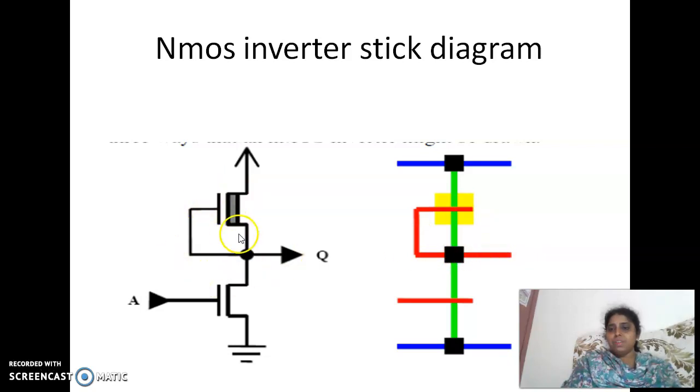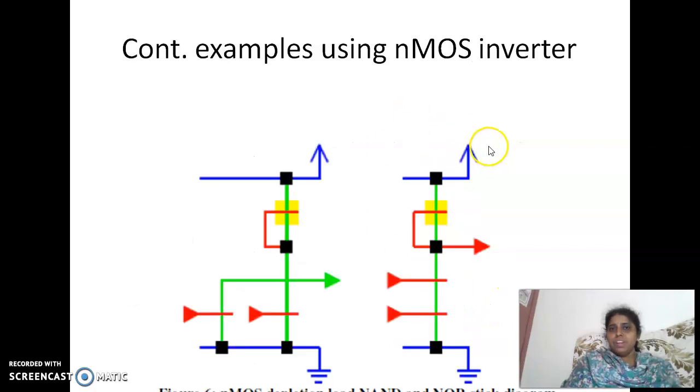But it is a depletion MOSFET. How do we show a depletion MOSFET? With this implant, yellow color implant shows the depletion MOSFET. If it is not there, and a simple cross is there, it is an enhancement MOSFET. So these are different examples using the NMOS inverter.